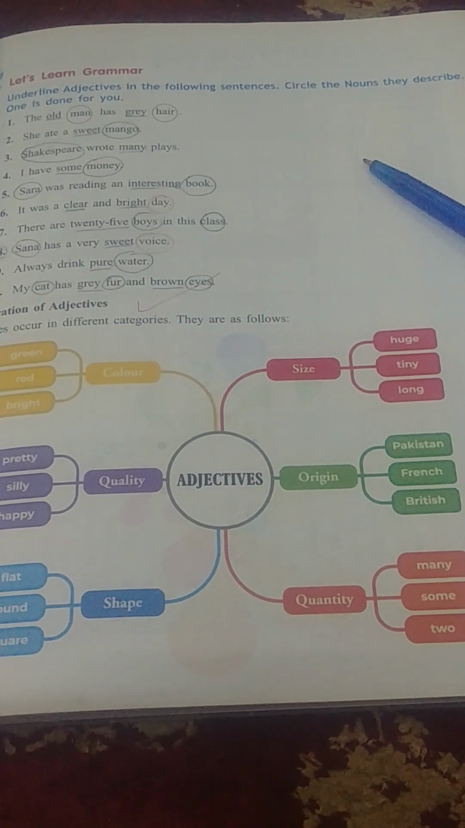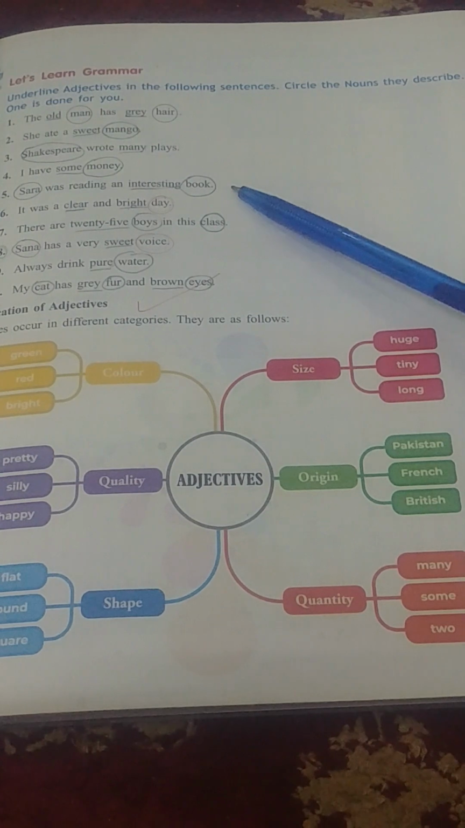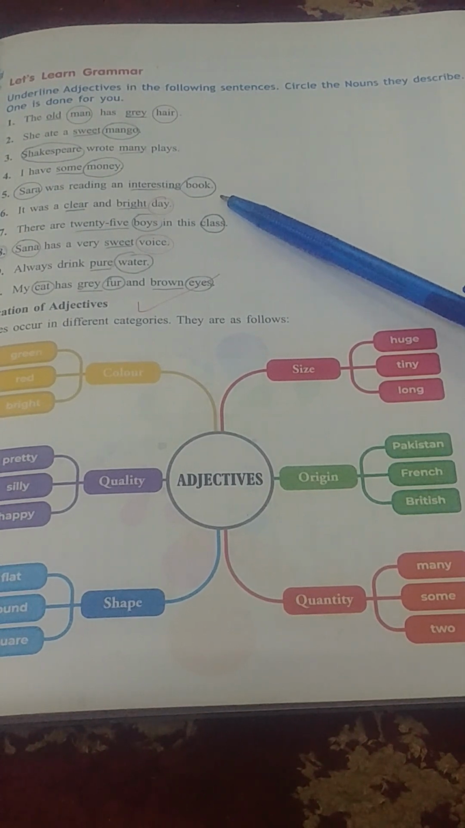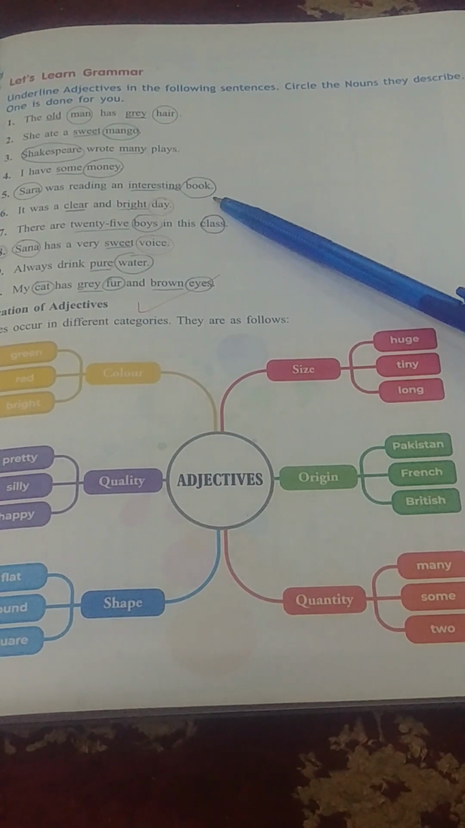Number 2, she ate a sweet mango. So what is the adjective? Sweet. Sweet is the adjective and mango is the noun. That is why it's circled. Okay, number 3, Shakespeare wrote many plays. Many is the adjective and Shakespeare is a noun. Okay. Number 4, I have some money. Some is underlined and money is circled.